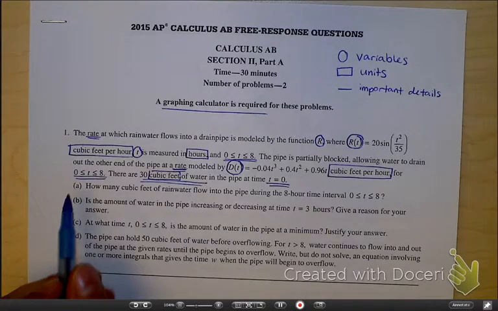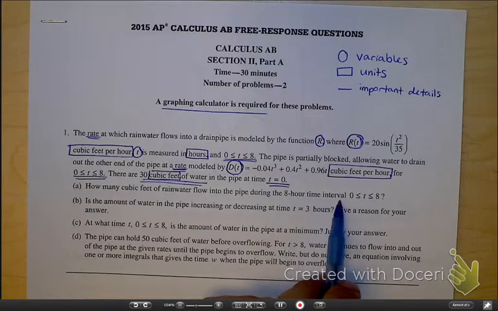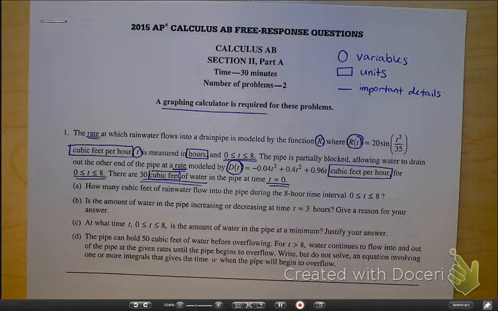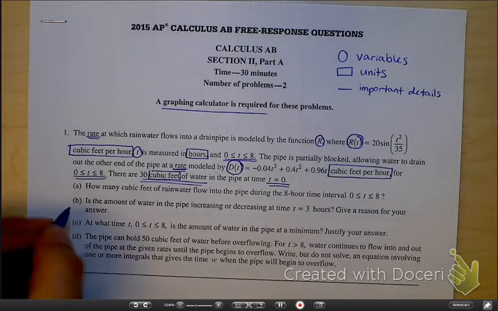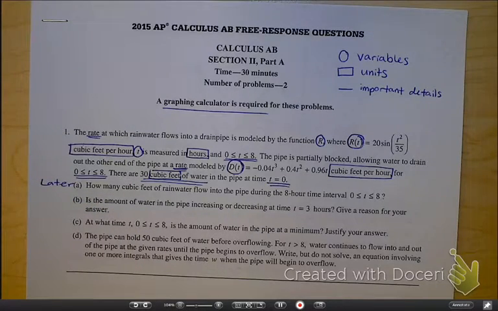So if you read the first one, it says, how many cubic feet of rainwater flow into the pipe during the 8-hour time interval? So if we're given rates, we're going to have to go backwards to figure out how many cubic feet flowed in. But we don't know that yet, so we're going to have to say that this one comes later. All right, we'll talk about that more second semester. That has to do with integrals.